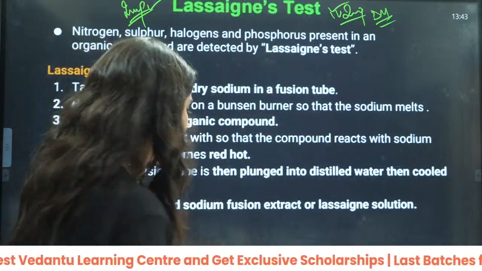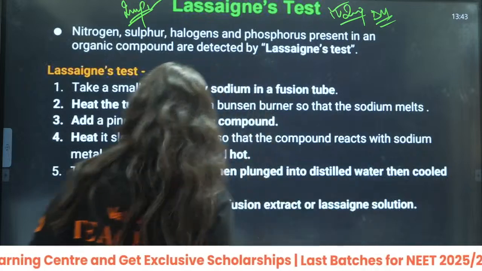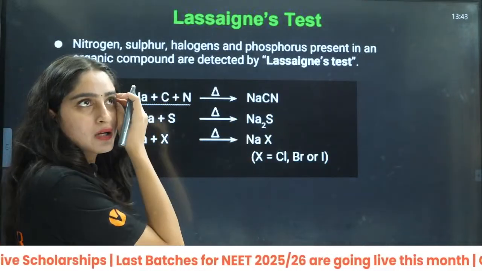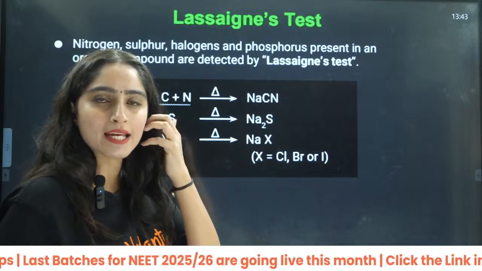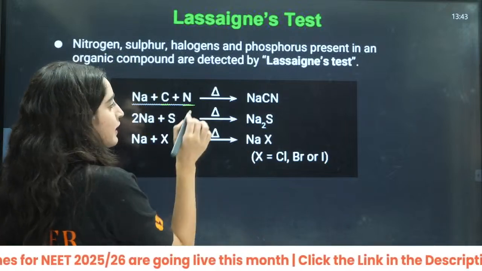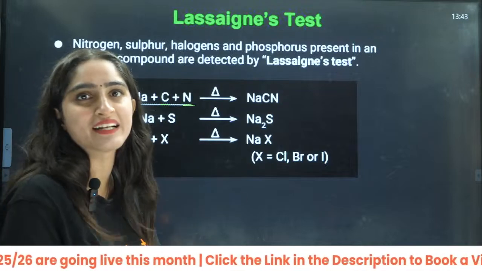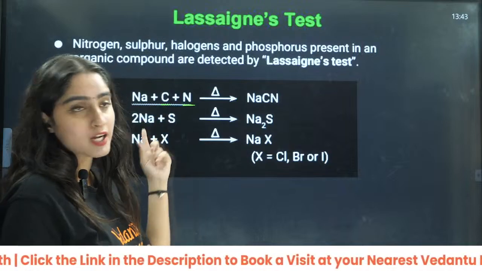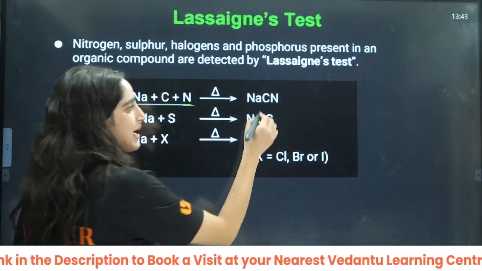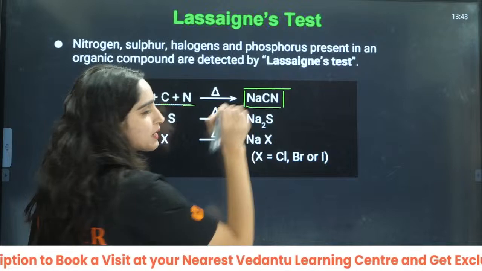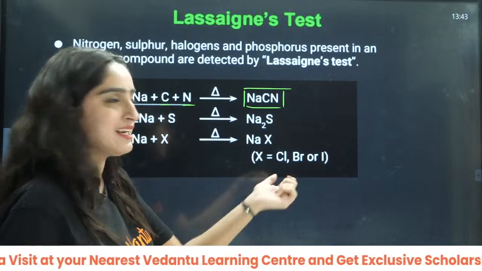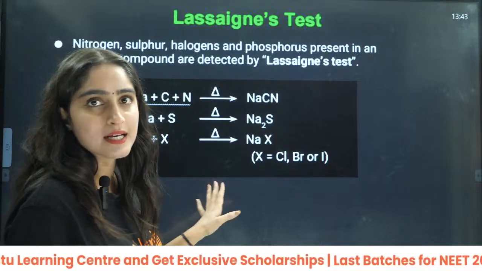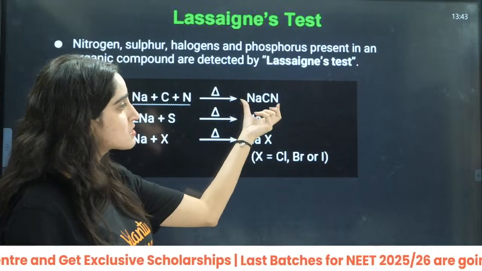Why have I written carbon and nitrogen here? Because this is how you can detect it. The sodium will react with both carbon and nitrogen to form NaCN. This is observed experimentally: NaN cannot be formed, NaC cannot be formed, NaCN is formed. This is the sodium extract.